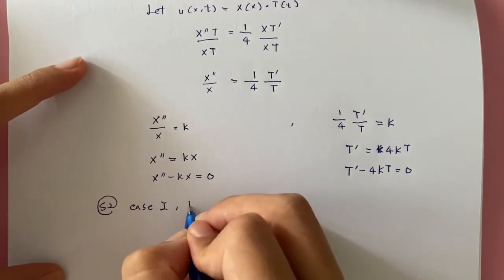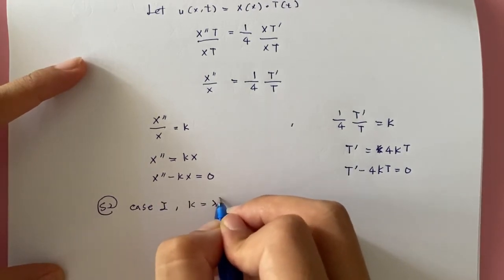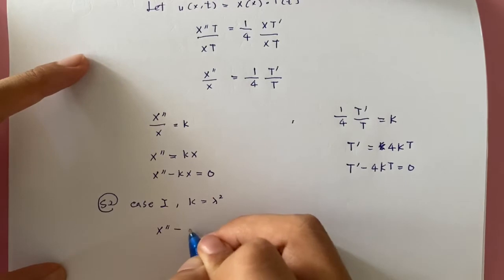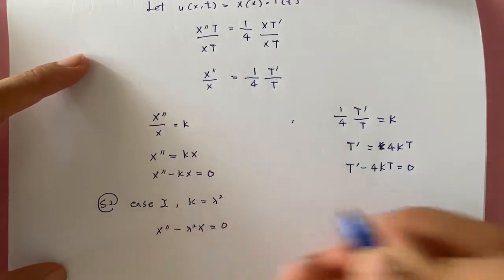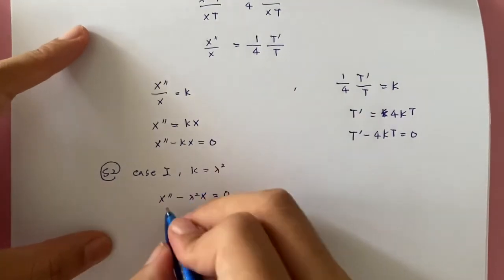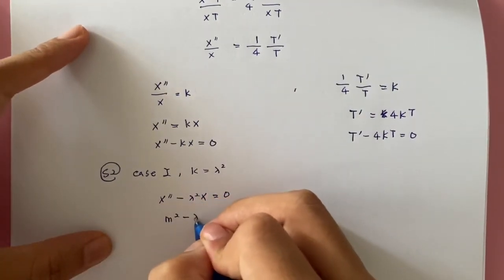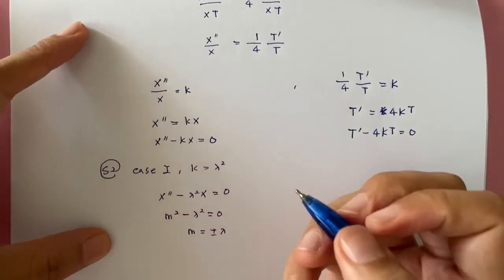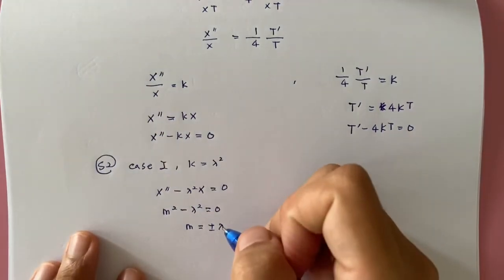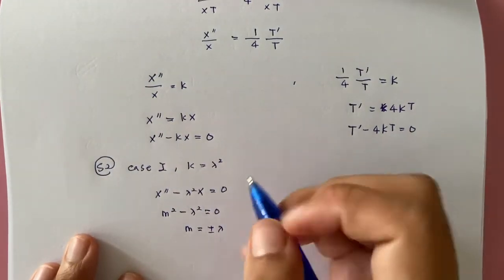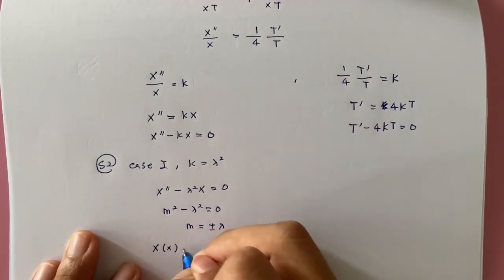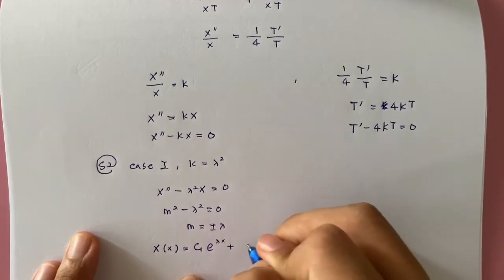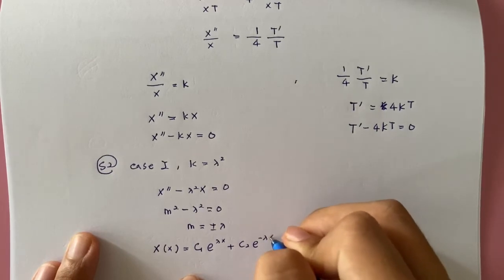Then for the second step, we consider the first case when k is positive. For k positive, we let k equal to lambda square. So substitute: X double prime minus lambda square X equal to 0. Next, find the roots. So m square minus lambda square equal to 0. So m is equal to plus minus lambda. You have two roots here: one positive lambda, the second one negative lambda. So for X, you have c1 e to the lambda x plus c2 e to the minus lambda x.